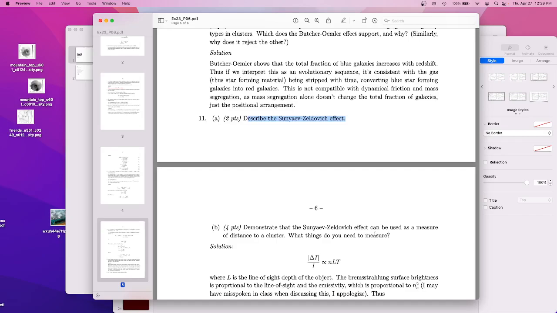Then demonstrate that you can use it to get the distance to a cluster. What things do you need to measure? The first thing you need to know is that the total intensity shift is proportional to the density, the size of the cloud, and its temperature. This is that shift, the y parameter. They write it down as an integral, but every integral over space you can just turn into, you assume everything's constant inside the integral and just multiply by the length. That's a cheap way to do an integral.